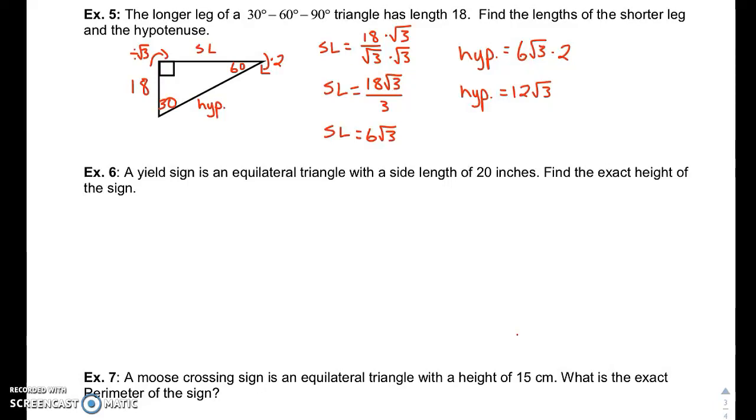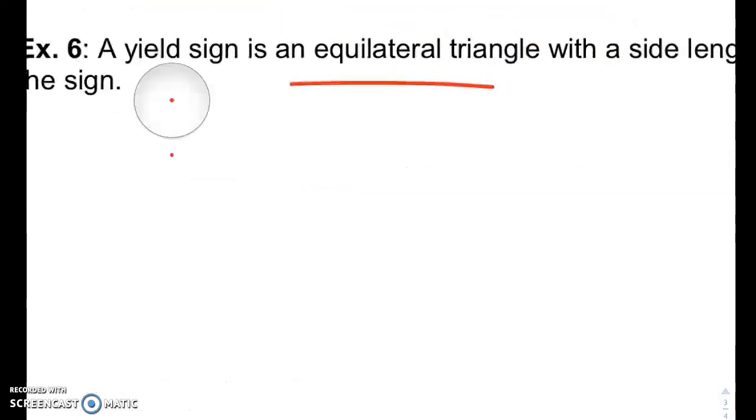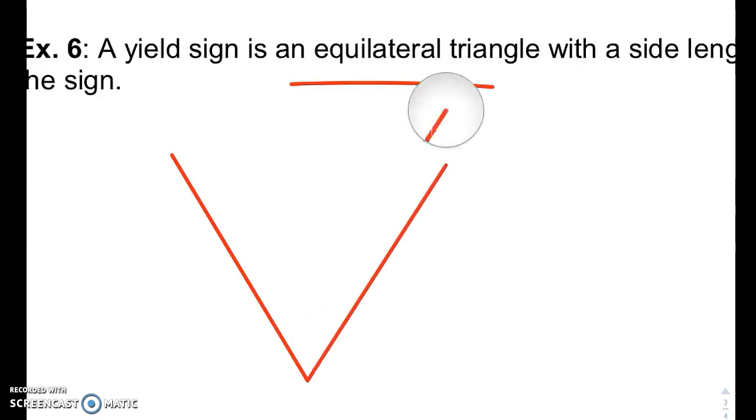Okay, the last few problems here. We have a yield sign. A yield sign is an equilateral triangle, an upside down triangle. And if you did not know it, it is specifically an equilateral triangle. So that means all these sides are the same.